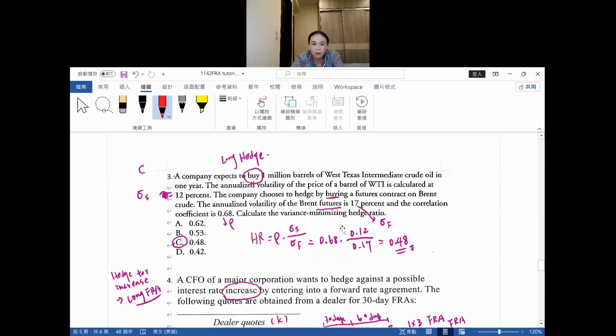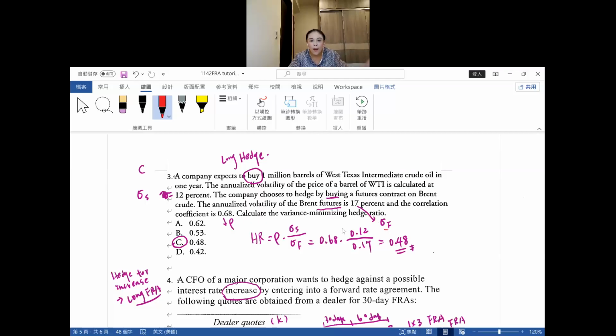Okay, question 3 is about the hedge ratio. A company expects to buy 1 million barrels of the West Texas Intermediate crude oil in 1 year. The annualized volatility for the price for the WTI is calculated as 12%. That's the sigma S. The company chooses to hedge by buying futures contract at Brent crude. The annualized volatility for Brent futures is 17%. That's your sigma F. Okay, 17% is your sigma F. And the correlation, which is the rho, is 0.68.